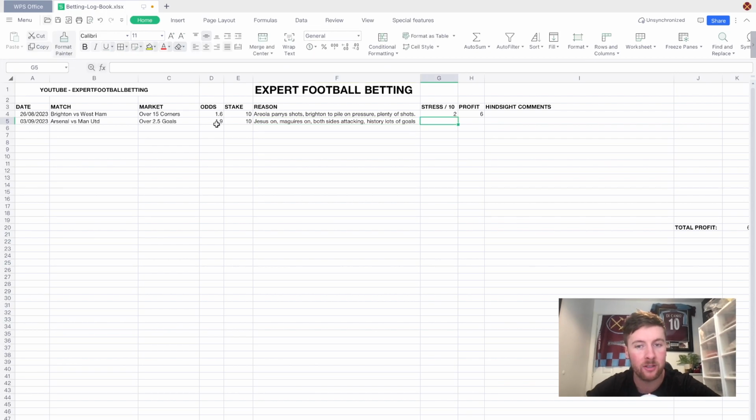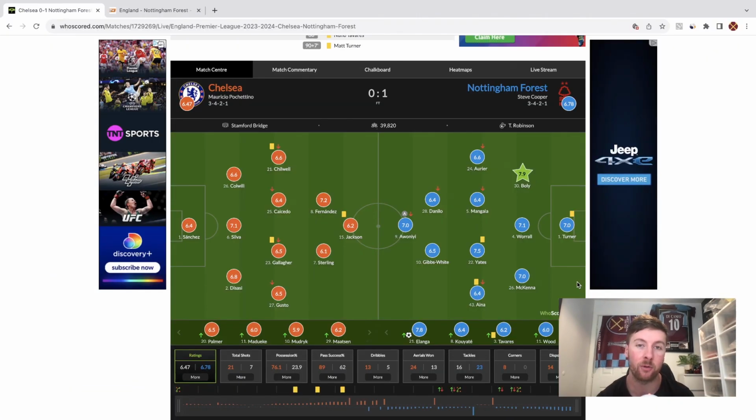Stress levels, all good, so we're going to put a 1. The bet comes in, £9 profit, bang. So this is when the logbook will come in very handy.